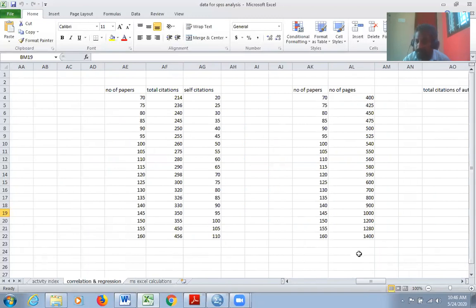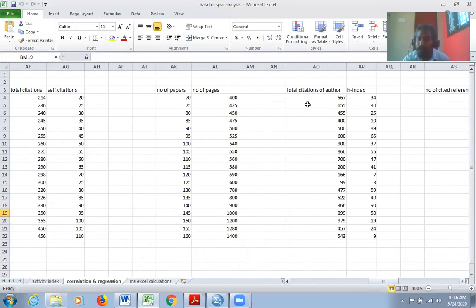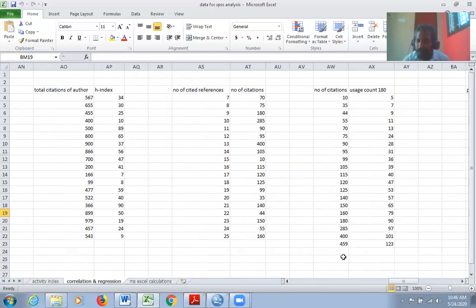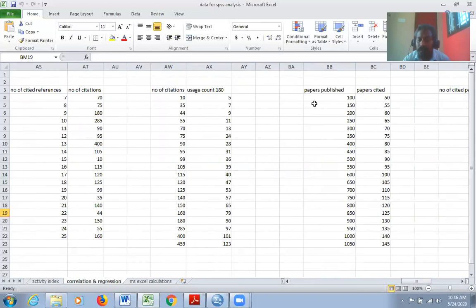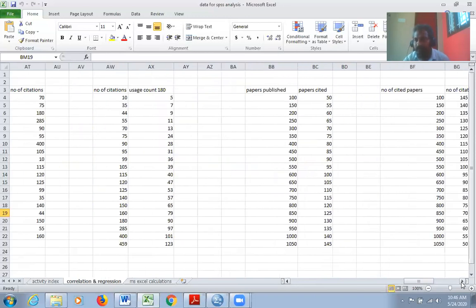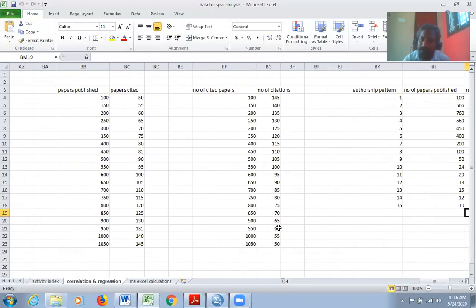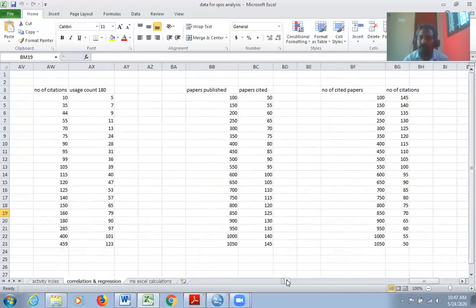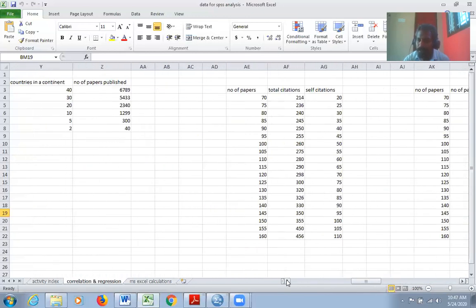And number of papers and number of pages, you can conduct bivariate correlation. Total citations of the authors and h-index of the authors, you can take these two variables and conduct bivariate correlation. Number of cited references and number of citations: you see whether there's any linear relationship between these two variables, you can conduct bivariate correlation. Or number of citations and usage count, you can conduct bivariate correlation. Papers published and papers cited, you can conduct bivariate correlation. Number of cited papers and number of citations, we can conduct bivariate correlation. Authorship pattern, number of papers published, number of citations received, you can take these three variables and conduct bivariate correlation and partial correlation. Right, so these are a few examples of variables on which we can conduct partial and bivariate correlation.